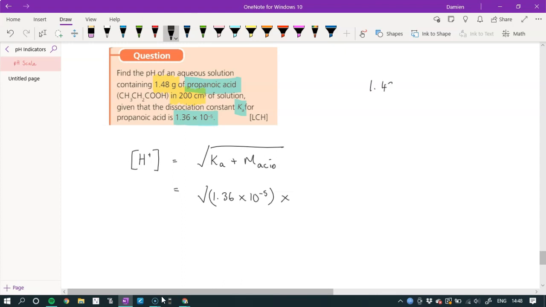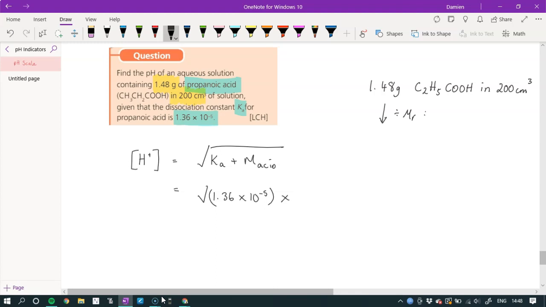So we've got 1.48 grams of propanoic acid, which is C2H5COOH, and that's in 200 cm cubed. Now, if you want to work out the molarity of this substance, it has to be moles in a litre, or moles in 1000 cm cubed. So the first thing we've got to do is change your grams to moles.